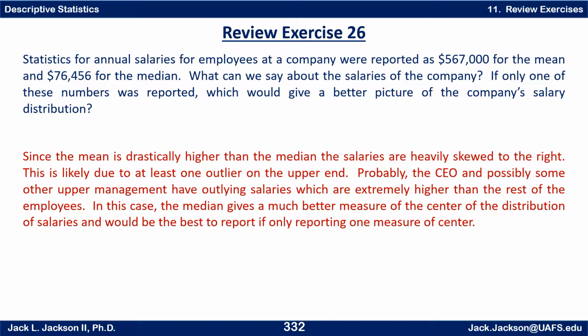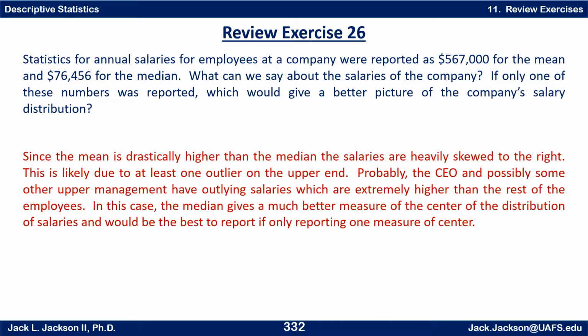Well, since the mean is so much higher than the median, the salaries are heavily skewed to the right. So this is likely due to at least one outlier on the upper end. So probably somebody at the top, like the CEO, possibly several people at the top, a few in upper management have outlying salaries which are extremely higher than the rest of the employees.